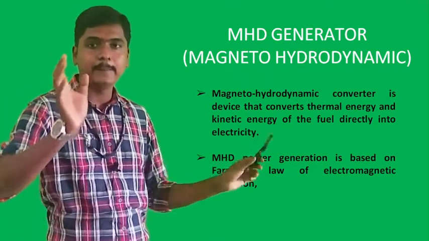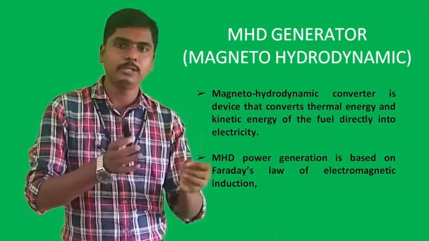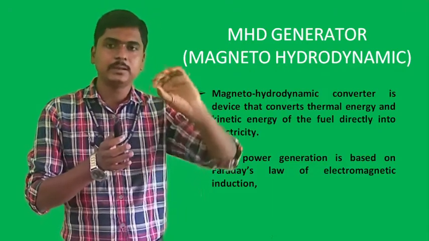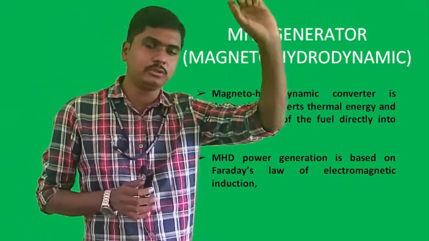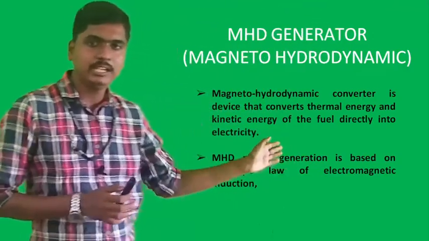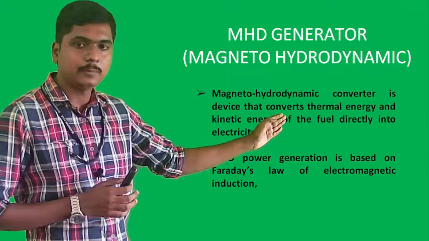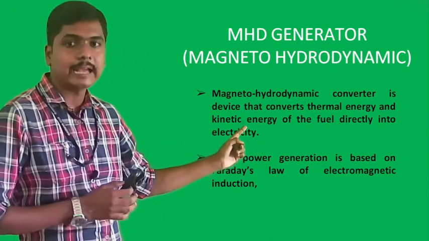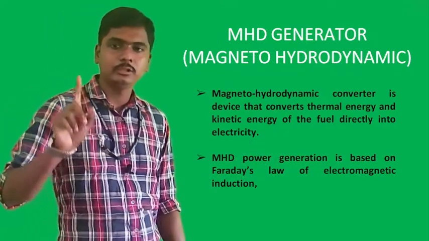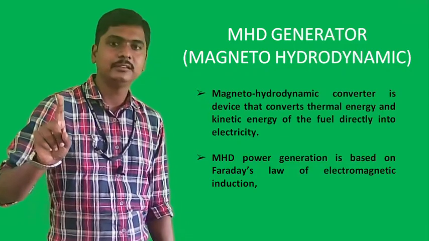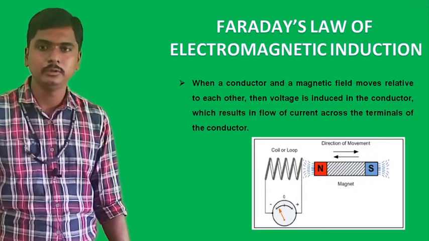Okay, so normally in the power plant we use the thermal energy of the fuel. Inside the combustion chamber we burn the fuel, and whatever heat energy or thermal energy comes out, we use that. But here the definition says we have to convert the thermal as well as kinetic energy of the fuel into electricity. So here we are going to use the thermal energy of the fuel as well as the kinetic energy of the fuel. These two things of the fuel we are going to use.